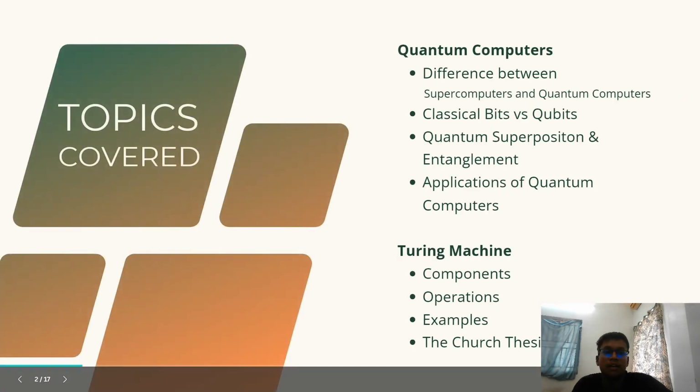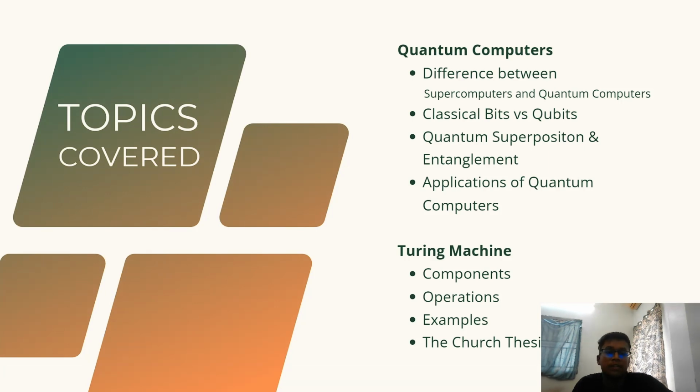My presentation is divided into two major topics: quantum computers and then Turing machine. In the topic of quantum computers, there are several subtopics. They are difference between supercomputers and quantum computers, difference between classical bits versus qubits, quantum superposition and then quantum entanglement, and then several applications of quantum computers. Under the Turing machine, we are going to be seeing about the components of Turing machine, operations of Turing machine, and then a couple of examples which can be performed in the Turing machine, the Church thesis, and then finally the halting problem.